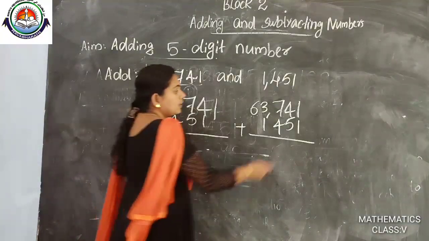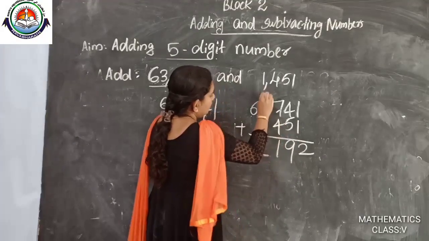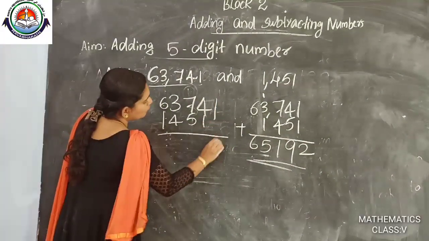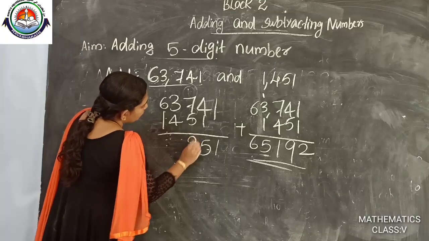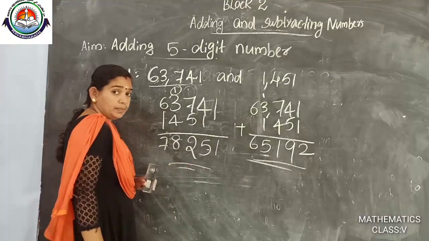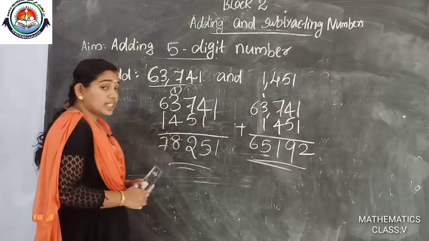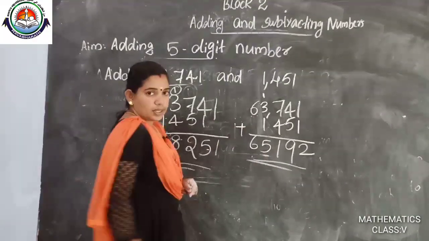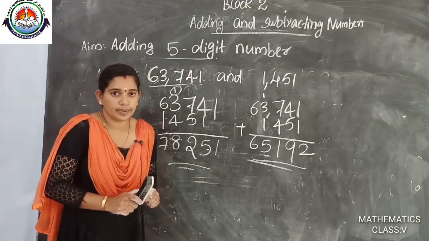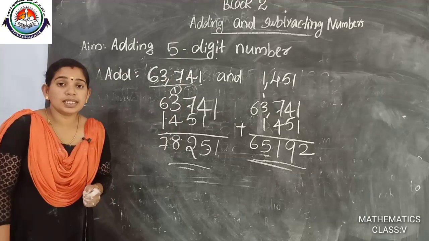Okay. 2, 9, 11, 5, 6. Here there is no number. 1, 5, 12, 8, 7. Both are the same answer? No. Which is correct here? This is correct. Okay. Don't forget, for the second number you start from the right side. Okay. Now is it clear how to add 5-digit numbers?